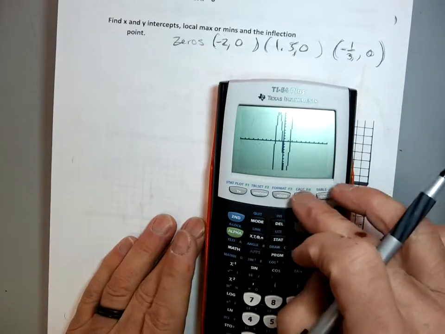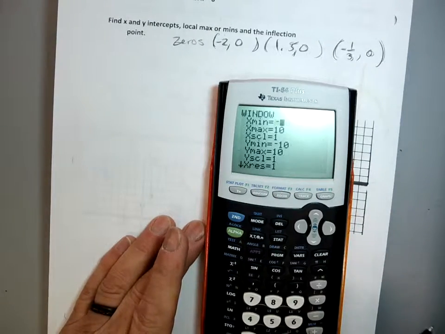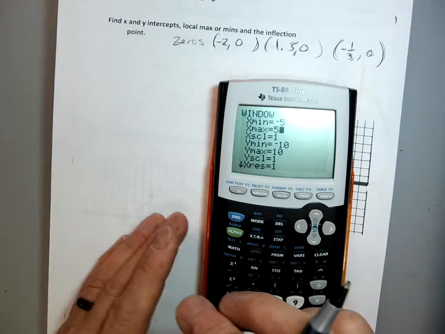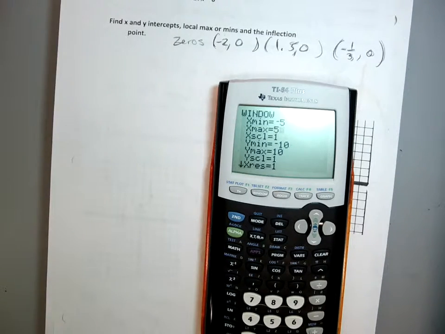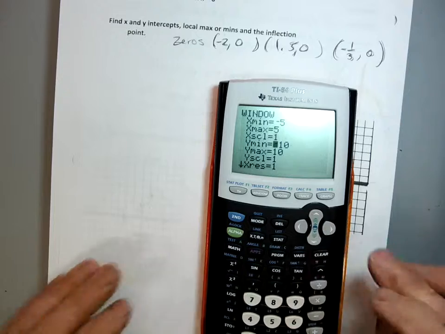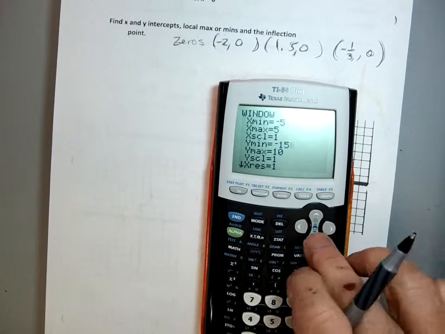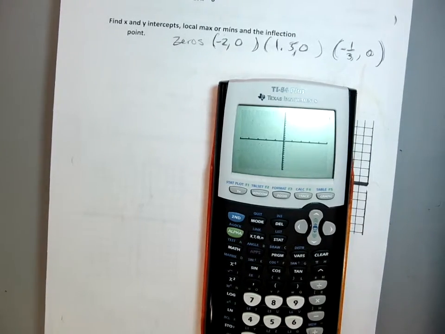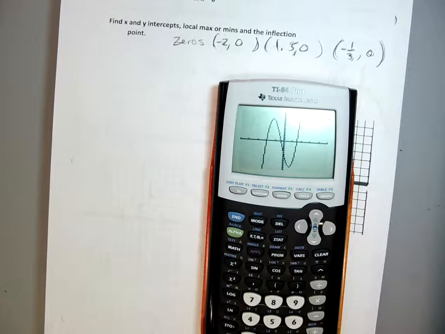So I'm going to probably go on my window, probably -5 to 5, right? And I'm probably going to go a little bit taller, maybe -15 to 15. I might get a better picture. Oh yeah, it's a much better picture. You guys agree? Much nicer picture, okay?